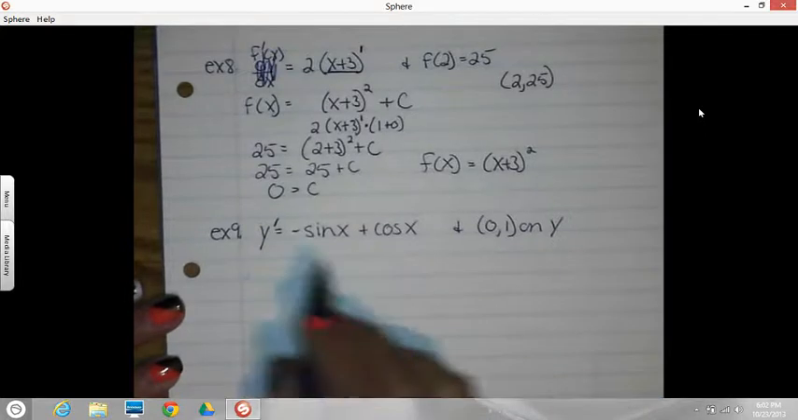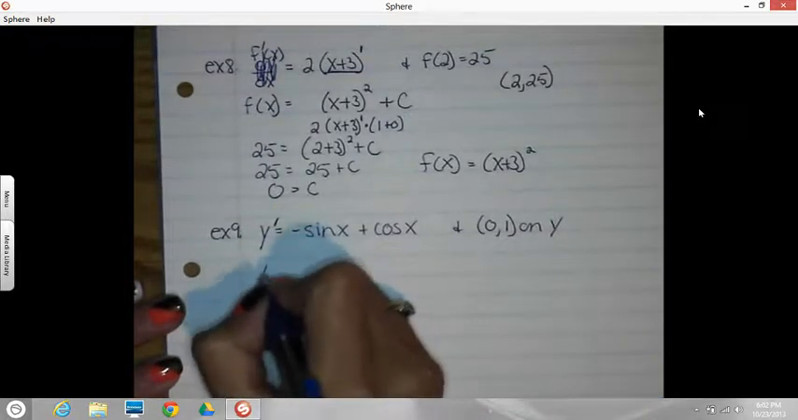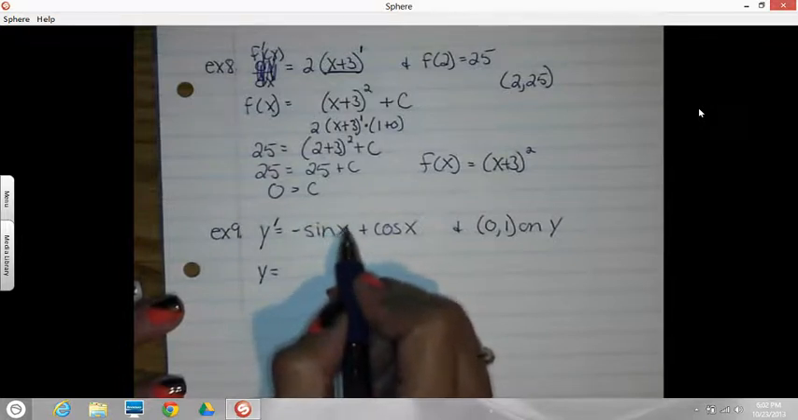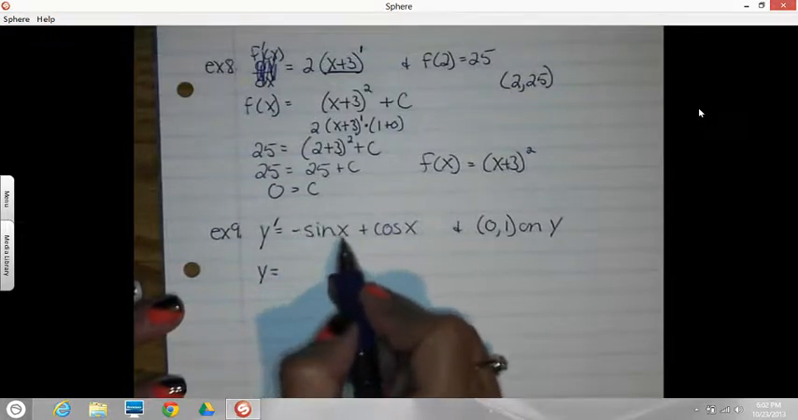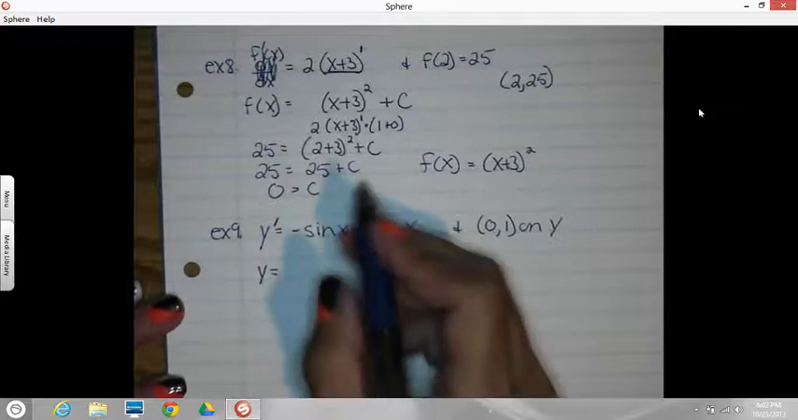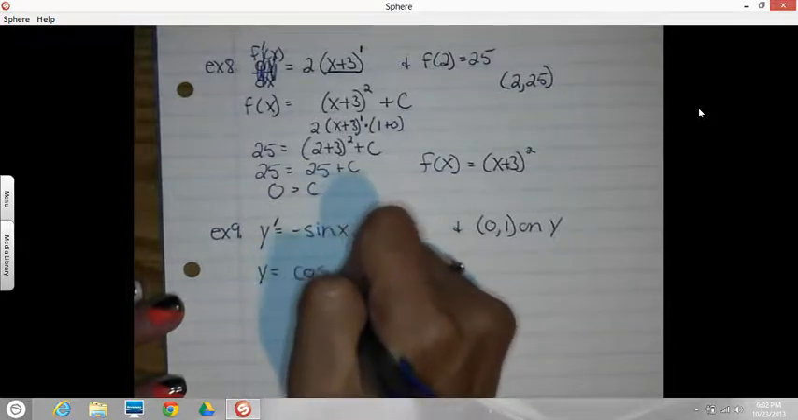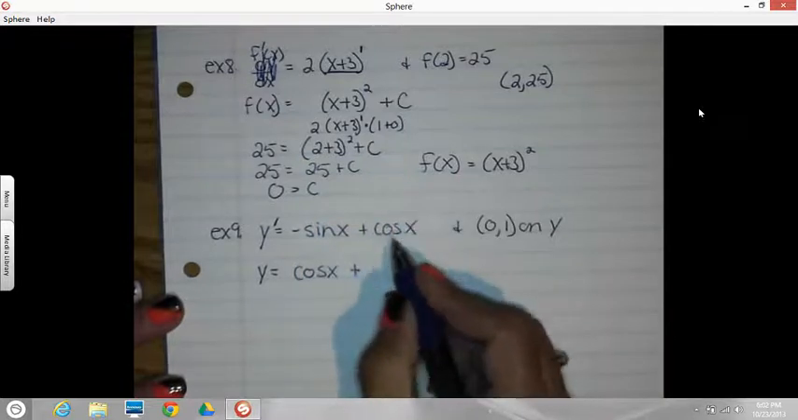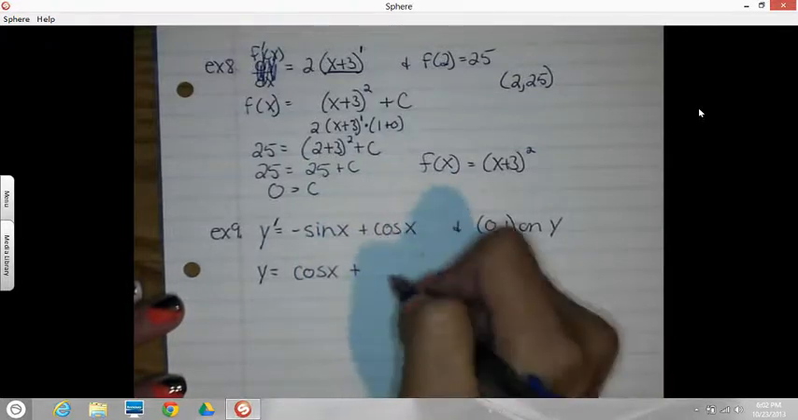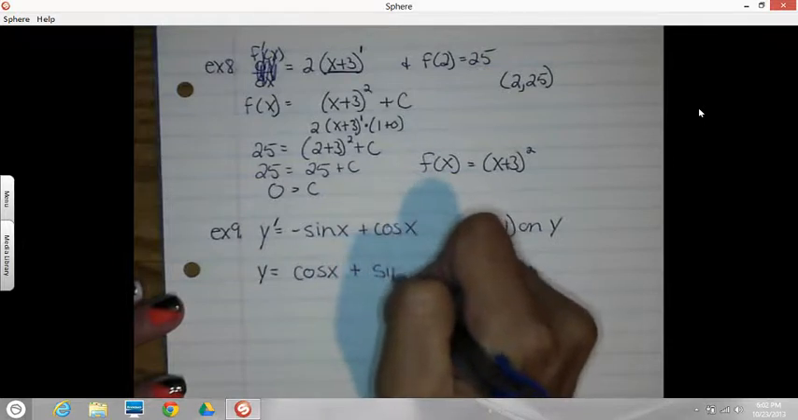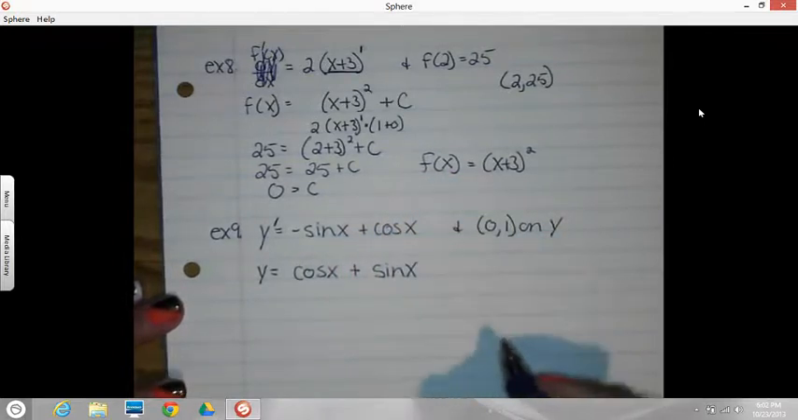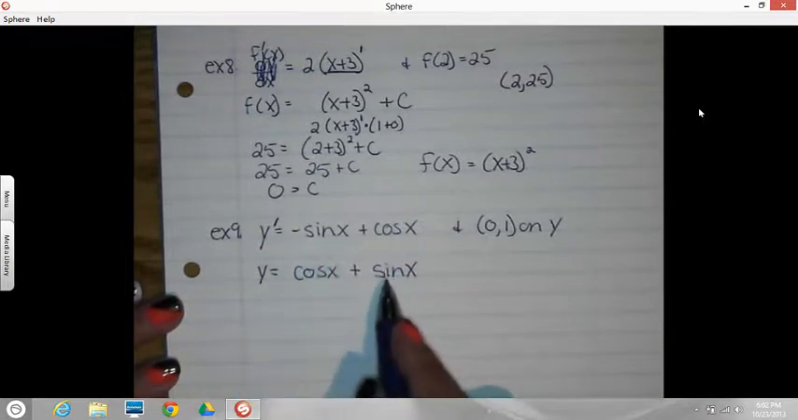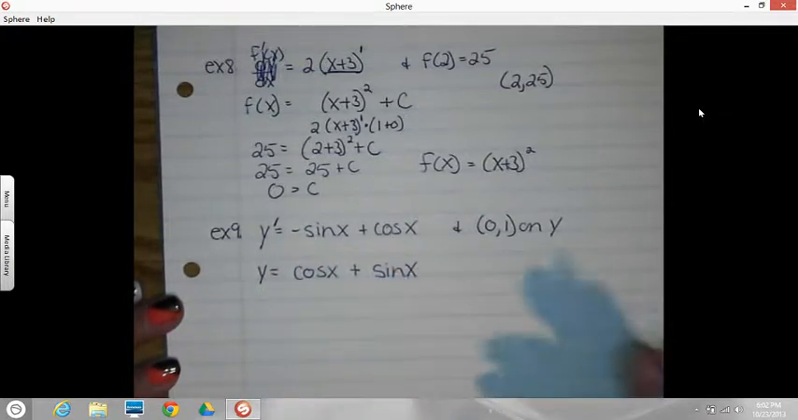Alright, so we find the general equation first. Trig functions, ask yourself, is there something that has negative sine x as its derivative? Oh, yeah, that's directly cosine. What has cosine as its derivative? Oh, that had to start out as sine. And I don't think we have to change anything. The derivative of cosine is negative sine. The derivative of sine is cosine. So all I need is my plus c.